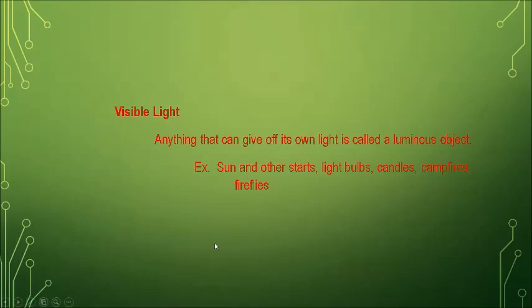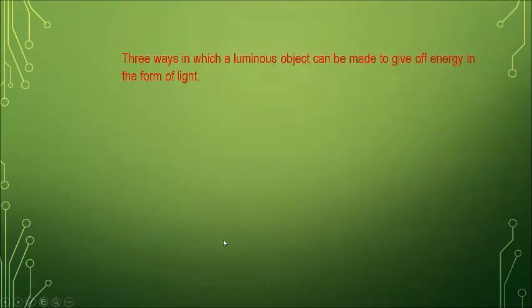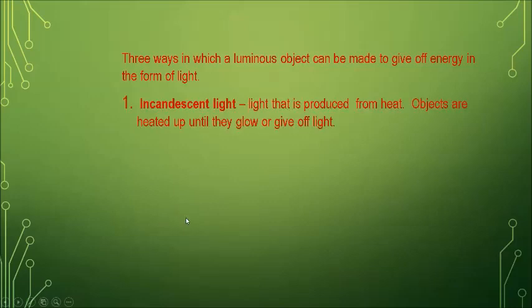And then light bulbs, the stars, candles, campfires, etc. And even fireflies. Now, there are three ways in which a luminous object can be made to give off visible light. First we have incandescent light. It is produced from heating the object. And when the object is heated, it glows, emitting light.